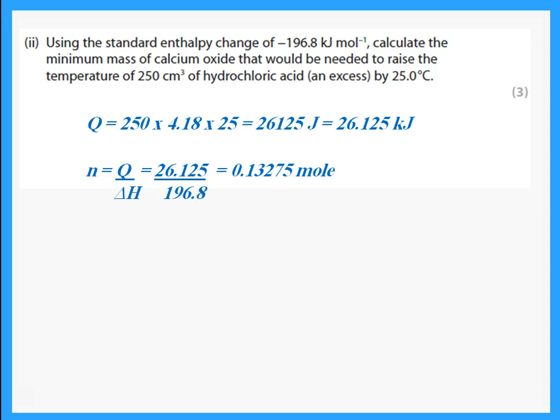And then the number of moles is Q over delta H. And that means from that you can get the mass of calcium oxide. Remember that the Q up there uses the mass of the solution, and we used 250 cm³ of solution, so that's why we use 250 in the Q. But what he's asking for is the mass of the calcium oxide. So the mass of the calcium oxide I can get from its number of moles times Mr, and that comes out to be 7.43 grams.